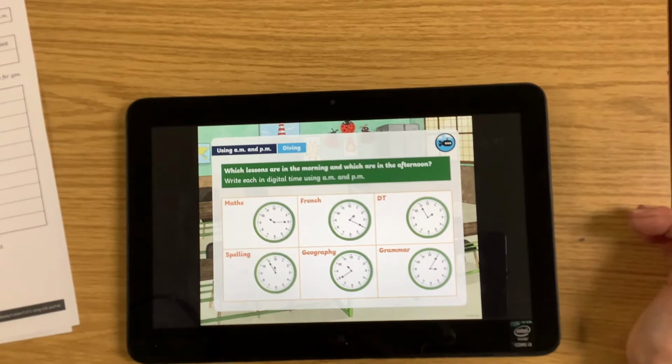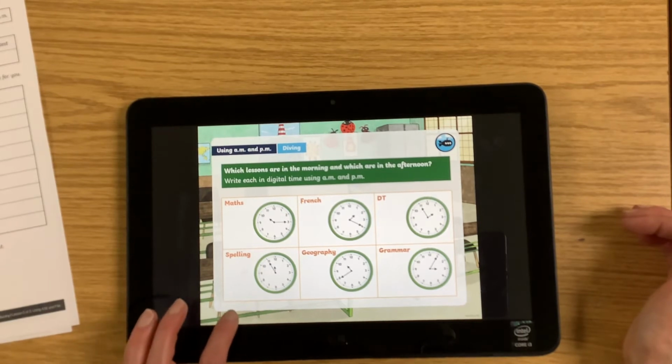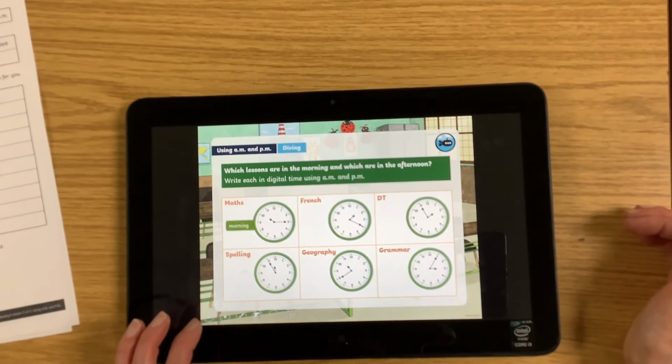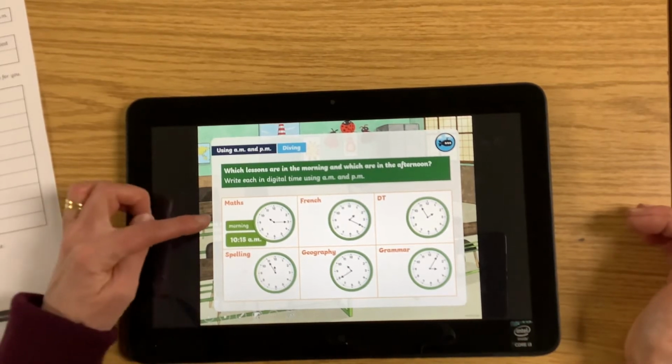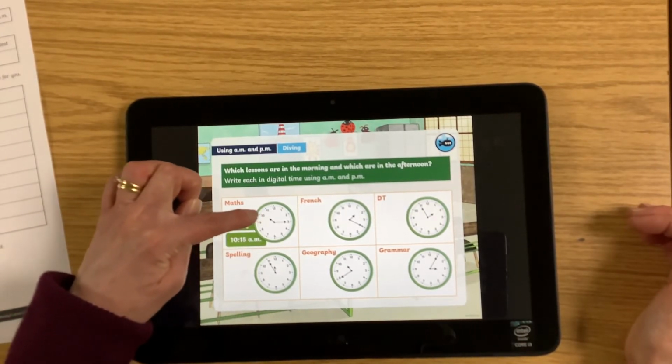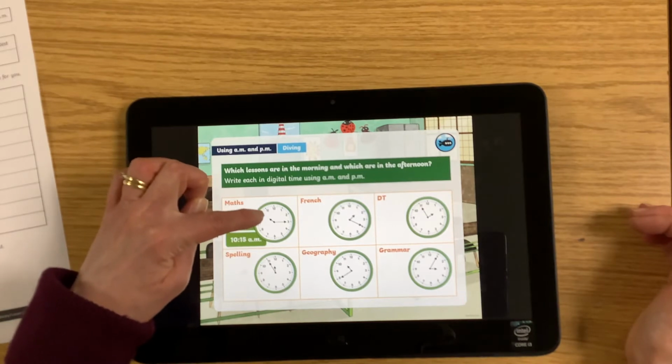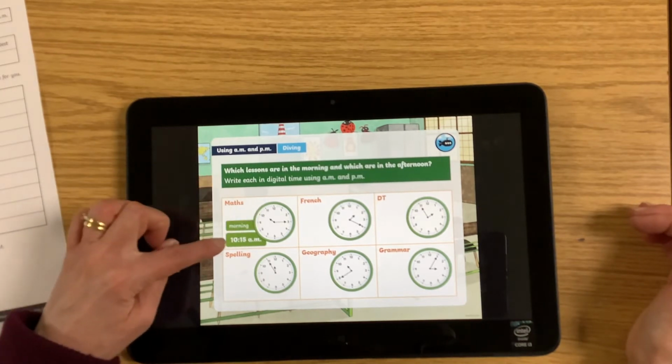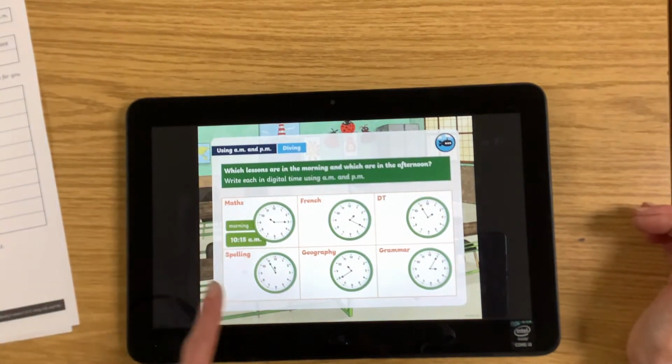So look at the maths time. Well, the maths time begins, it shows me it's 10:15. So what would 10:15 be? Well, that's going to be 10:15 in the morning, isn't it? Because maths would happen in the morning, 10:15. It's not going to be 10:15 at night, not if I'm in school. So it's going to be 10:15 in the morning, and 10:15 in the morning is 10:15 AM.